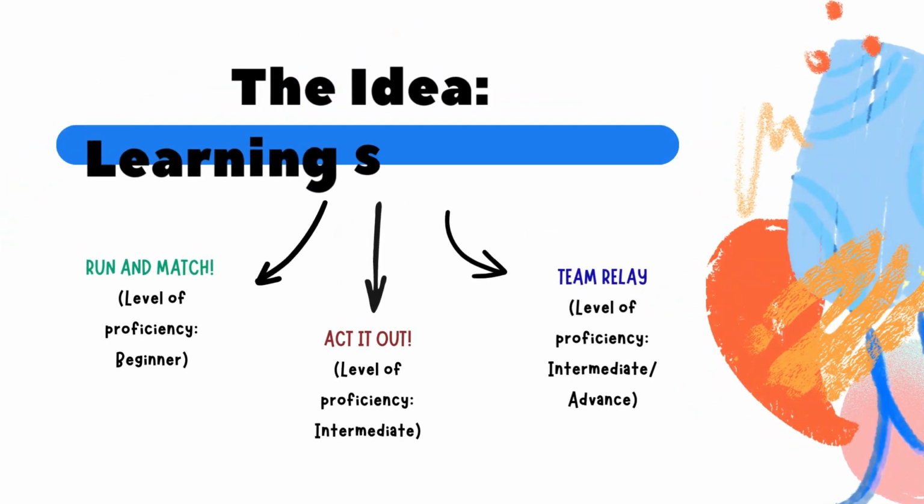As for this module, there are 3 different learning strategies with the same theme, which is focusing on occupation. The first learning strategy is Run and Match. The level of proficiency for this strategy is beginner level. The next learning strategy is Act It Out, where the level of proficiency is intermediate. The last learning strategy is Team Relay. The level of proficiency for this learning strategy is intermediate and advanced.